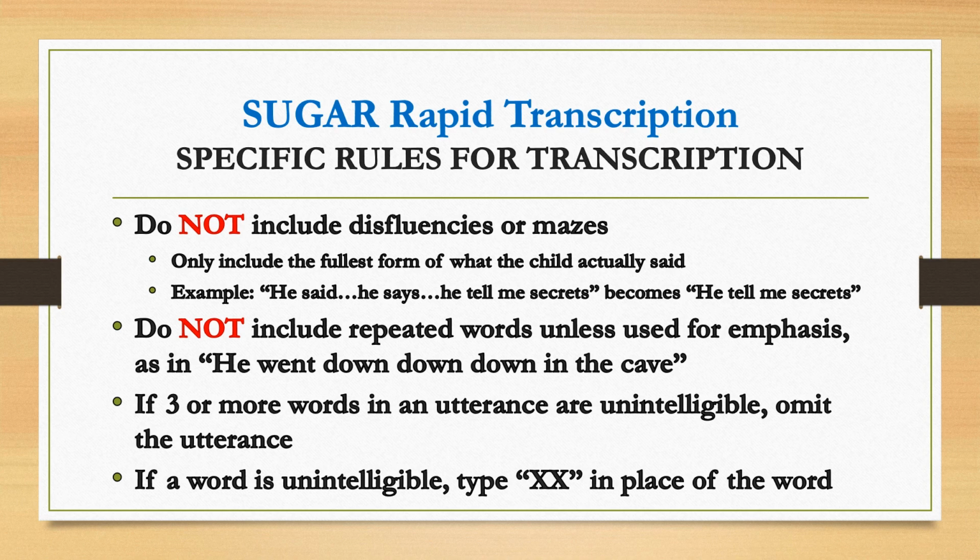Otherwise, you would not. If you have 3 or more words in an utterance that are unintelligible, then you simply omit the utterance, it doesn't count, it's not numbered, and you move on to the next utterance. If you have less than 3 words in an utterance that are unintelligible, you're going to keep those utterances and you're going to keep those unintelligible words. You simply use a capital X or two to mark the word, and then you move on with transcribing the rest of the utterance.